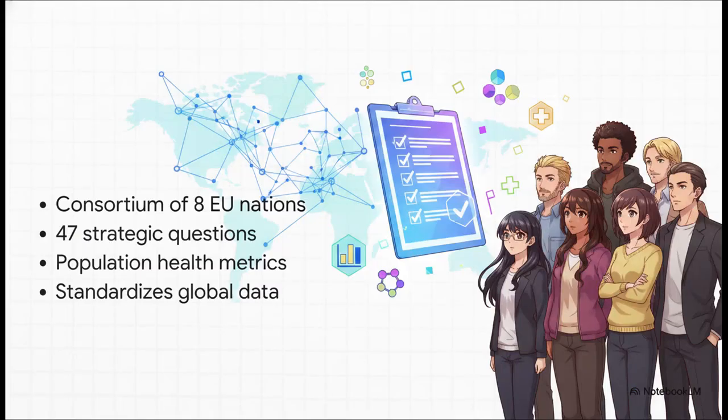So, where did this tool come from? It was actually developed through a major collaborative effort by a consortium of 8 European nations. At its core, the instrument uses 47 highly strategic questions to evaluate how people interact with critical health information. And the beauty of it is its scalability. It works just as well for an individual clinical diagnostic as it does for macro-level population metrics, allowing you to standardize and benchmark health literacy across incredibly diverse demographics.